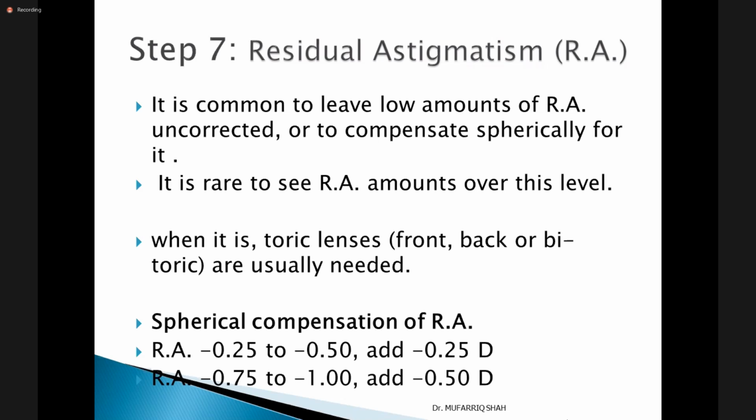So spherical compensation for residual astigmatism. If residual astigmatism is minus 0.25 to minus 0.5 diopter, then you need to add minus 0.25 diopter to the spherical power of the RGP lens. And if the residual astigmatism is minus 0.75 to minus 1 diopter, then you will need to put minus 0.5 diopter with the sphere number. So you need to increase if it is minus or decrease if it is plus. But if the residual astigmatism is more than 1 diopter, then most probably you will need a toric RGP lens.